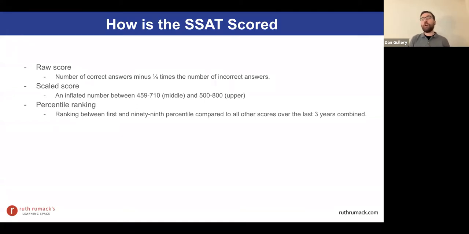So if on a section of 40 questions, your child answers 30 of them correctly and 4 of them incorrectly, it would be 30 points minus a quarter point for each. So they would end up with a 29 out of 40.